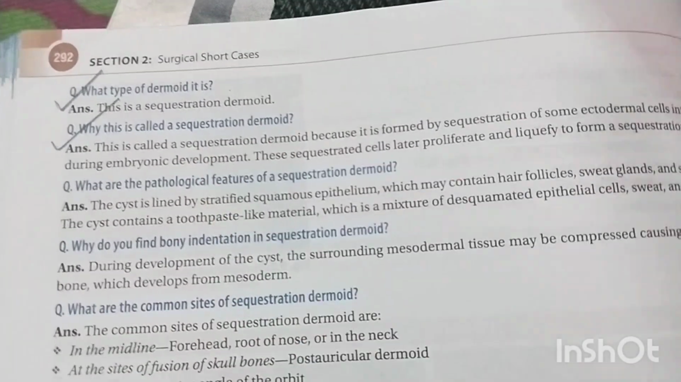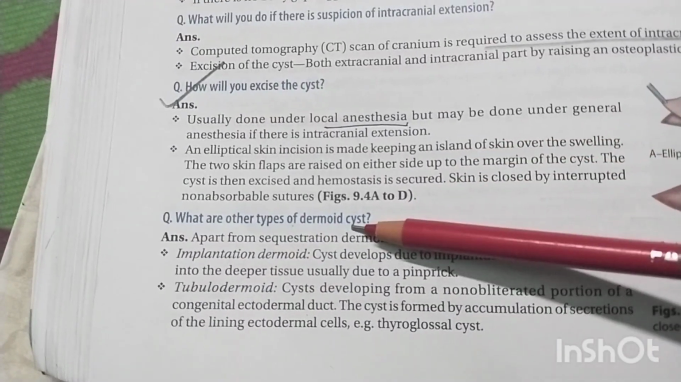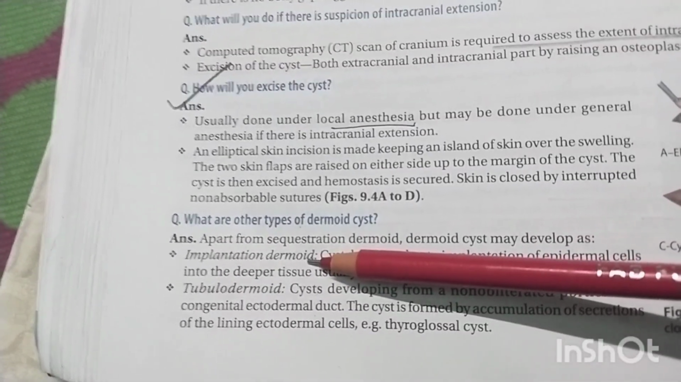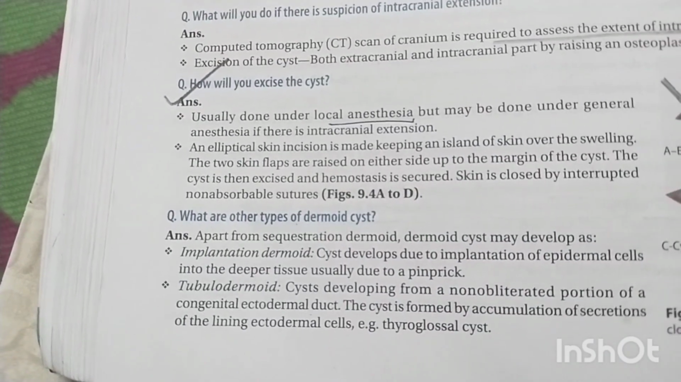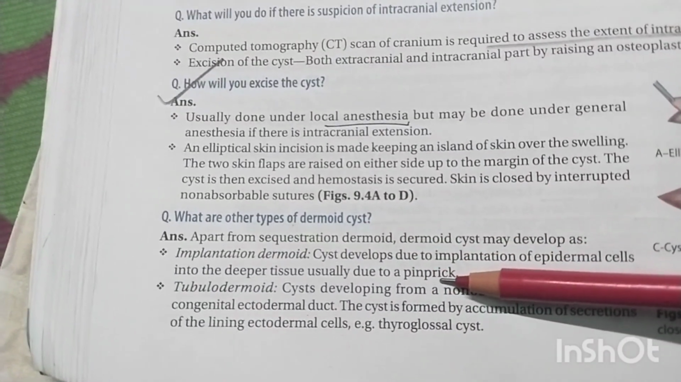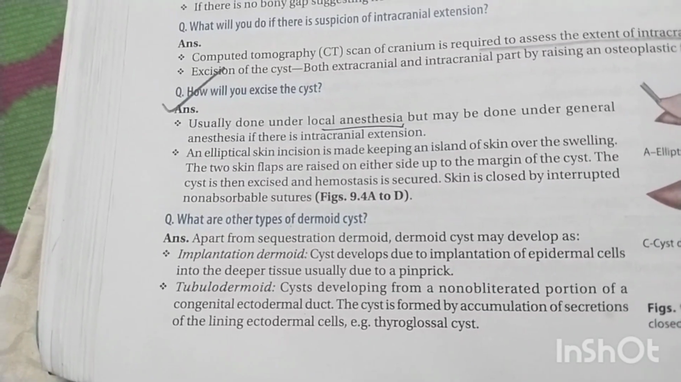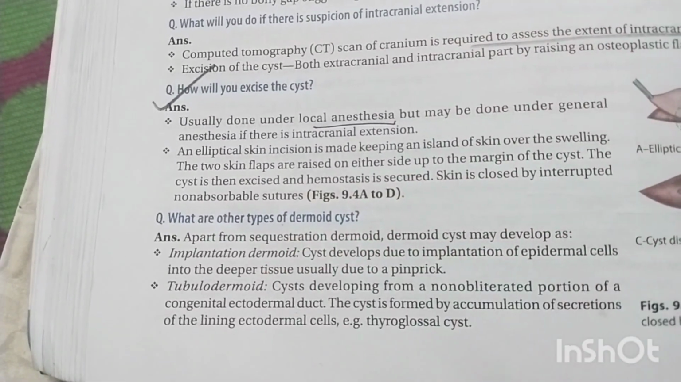तो implantation dermoid क्या होता है? Implantation dermoid is when there is implantation of the epidermal cells into the deeper tissues, but this is not during the embryonic development, rather this is an acquired cause, suppose due to a pinprick. तो pinprick हुआ, and when there is implantation of the epidermal cells in the deeper layers, it is called as implantation dermoid. Now what is tubulodermoid?